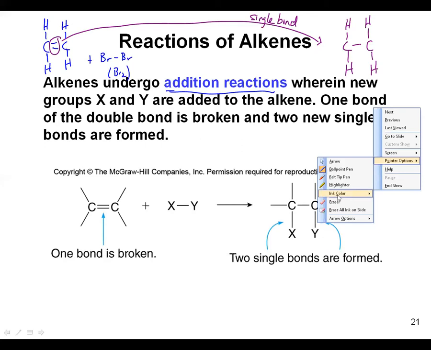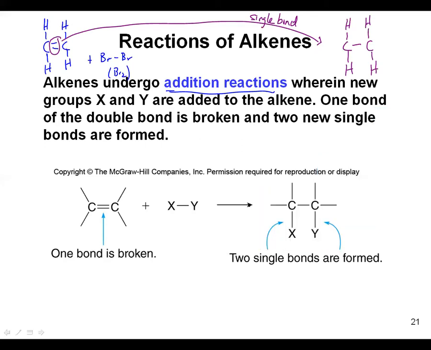Now, because this is an addition reaction, what's going to happen is one of these guys over here will go to one carbon, the other guy will go to the other carbon. And we could do that now because we made room for it by making that a single bond. And we would just add one to both sides there. You don't need the underline. And that would give us our new product here.